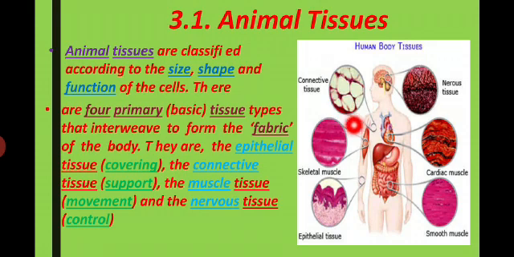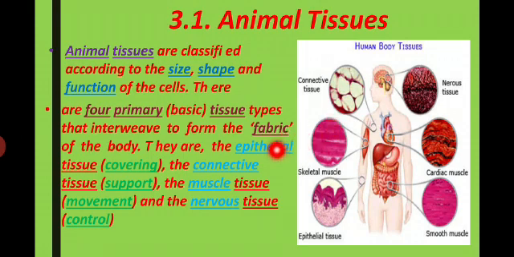You have to see that all kinds of tissue have a specialized function and specialized shape. According to their shape, size, and function, they are classified into four types. Animal tissues are classified according to the size of the cell, shape of the cell, and function of the cells. These four primary basic tissue types form the correct proportion and pattern of the body. This is called the fabric of the body.